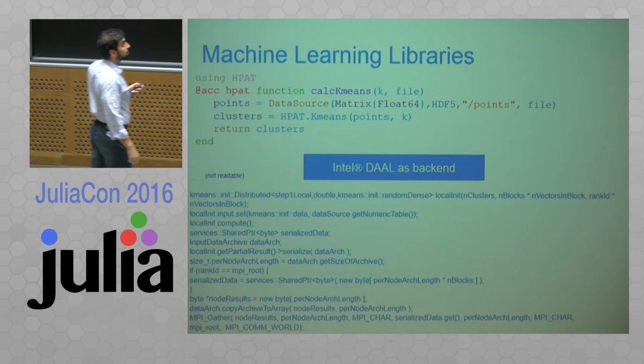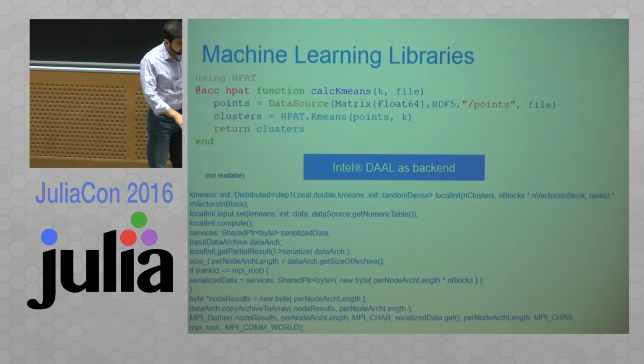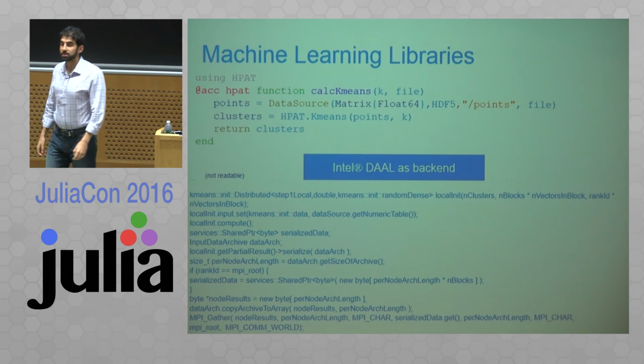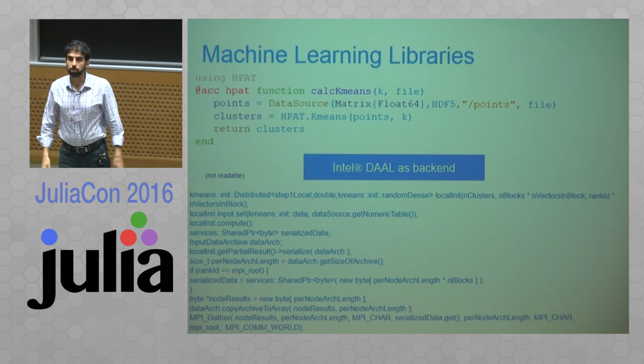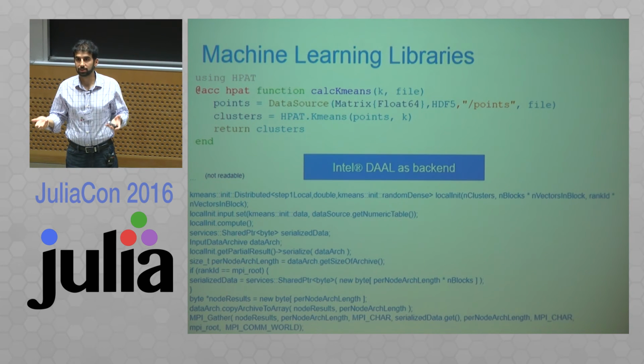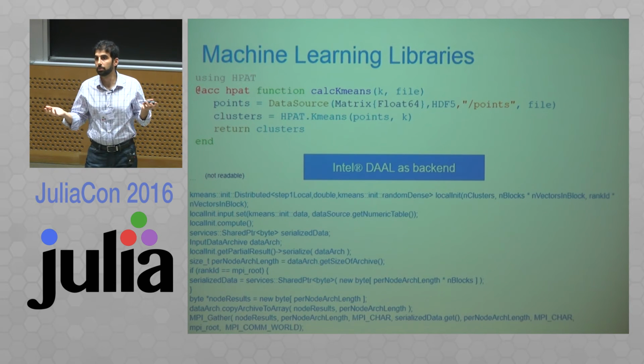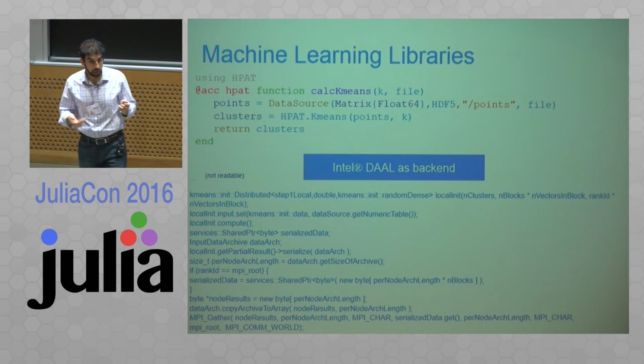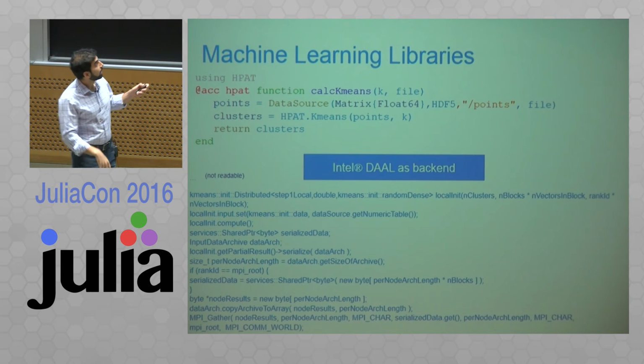So what about machine learning libraries? A lot of the times, people just want to load data and run some machine learning library. In Spark, you guys are probably familiar with MLlib, very famous, right? So we have to do the same thing here. Looking at this function here, there are essentially 2 lines of code, this data source, and we want to load this data source and just run k-means. Very simple. HPAT uses Intel DAL.